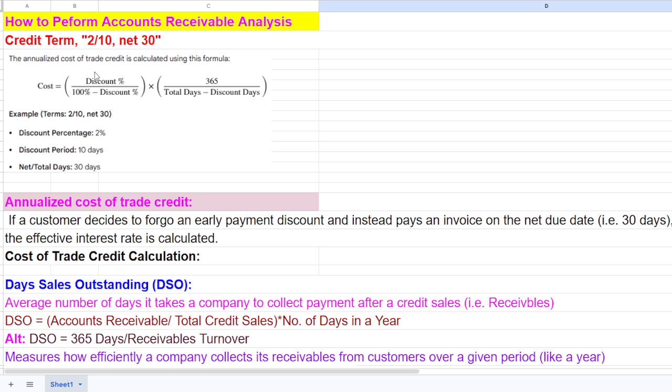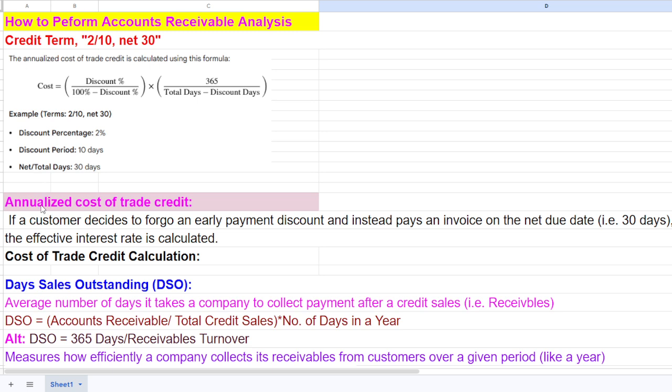So in that case, we analyze the cost of trade credit, which could be calculated using this formula: the cost of trade credit is the discount percentage divided by 100% minus discount percentage, times 365 days, that is the total days within a year, divided by credit days minus discount days. So how are we going to find it?